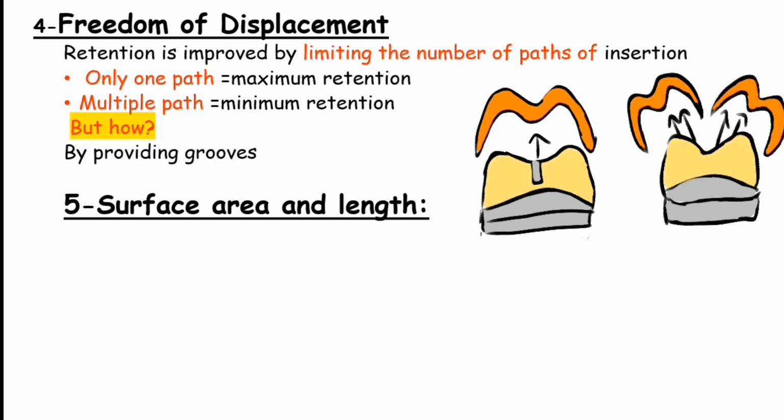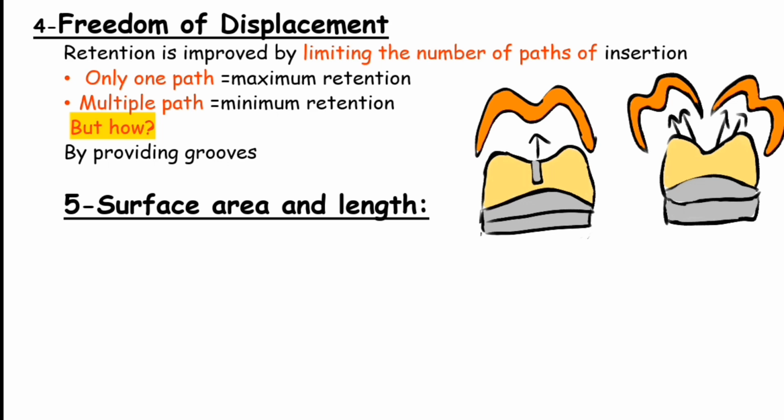You can see there are some toys that have holes, and you can open them and also close them. There are grooves in them, like circle ones, and the other part of the toy can easily fit into the first part. It may be confusing, so look at the first picture: there is a gray part showing the groove and the arrows going upward. So there is only one path of insertion and only one path of removal. But in the other picture you can see there are multiple paths, and it will eventually result in minimum retention. So by providing grooves we can enhance the retention.